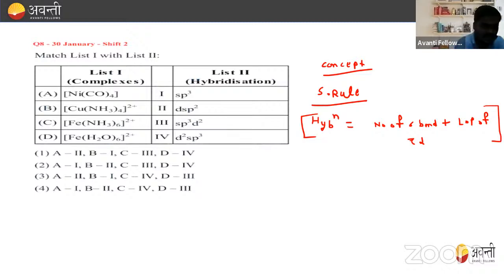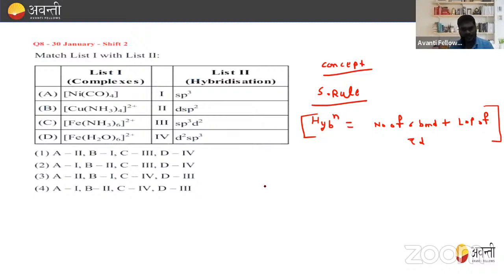But in this question, we are unable to find the exact number of sigma bonds and lone pairs of electrons. Such types of questions we also study in coordination chemistry. In VBT or CFT, we can easily find the hybridization of such complexes. So let's start with how you can find it. Basically, this question is very similar to the questions asked in the coordination chemistry chapter, VBT and CFT.